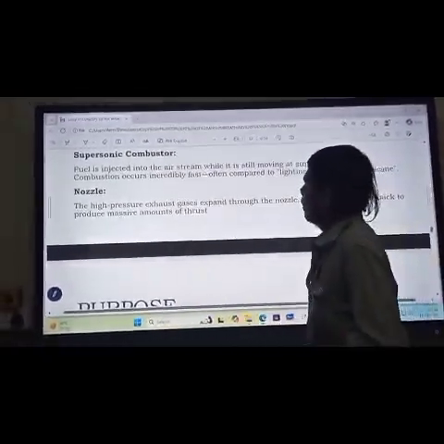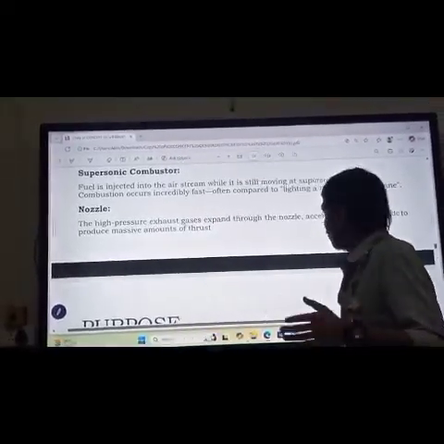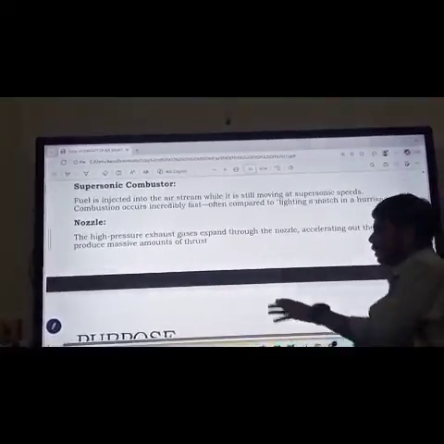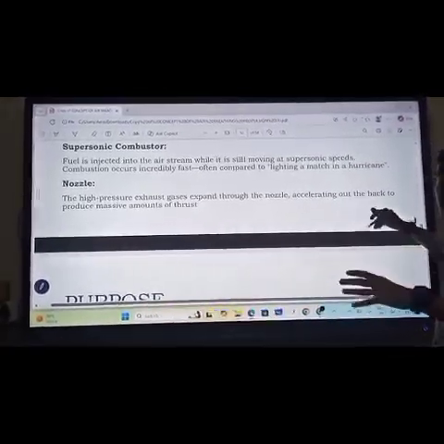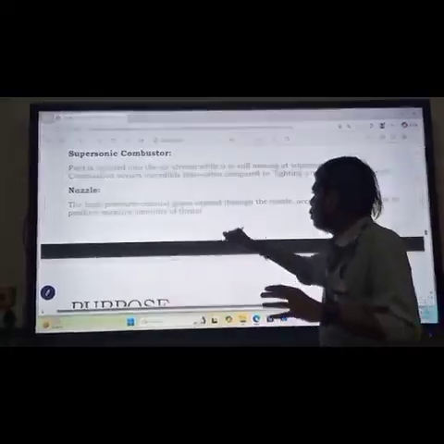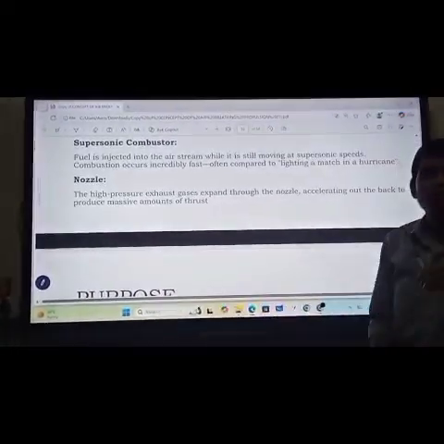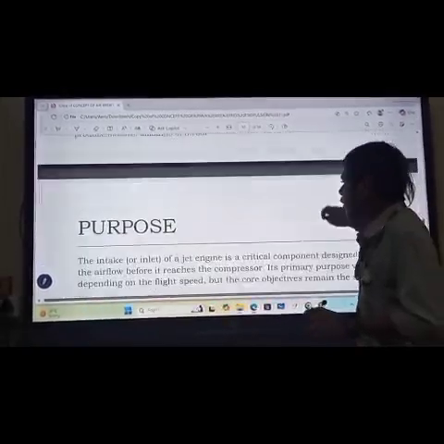Then next is the nozzle. High pressure exhaust gases expand in the nozzle, and at that time they produce a massive amount of thrust. It means the nozzle produces a massive amount of thrust.